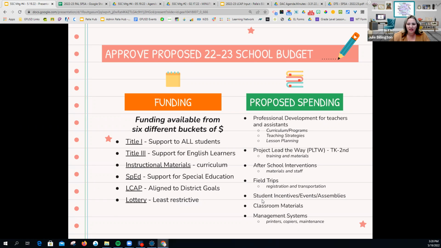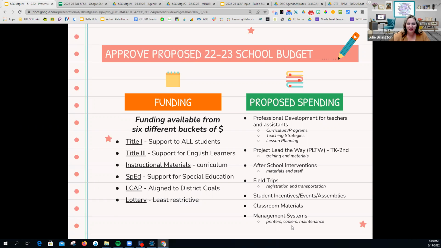I'd also like to use the money for student incentives, events, and assemblies, to help promote positive behavior and just make the school community a fun place where the kids want to come. As always, classroom materials, so things from pencils, pens, and paper to binders or folders or anything you can think of that goes into the classroom. And then also the daily things that help our school run: management systems, printers, copiers, maintenance of those machines. So that's just an overview summary of all of the different line items.